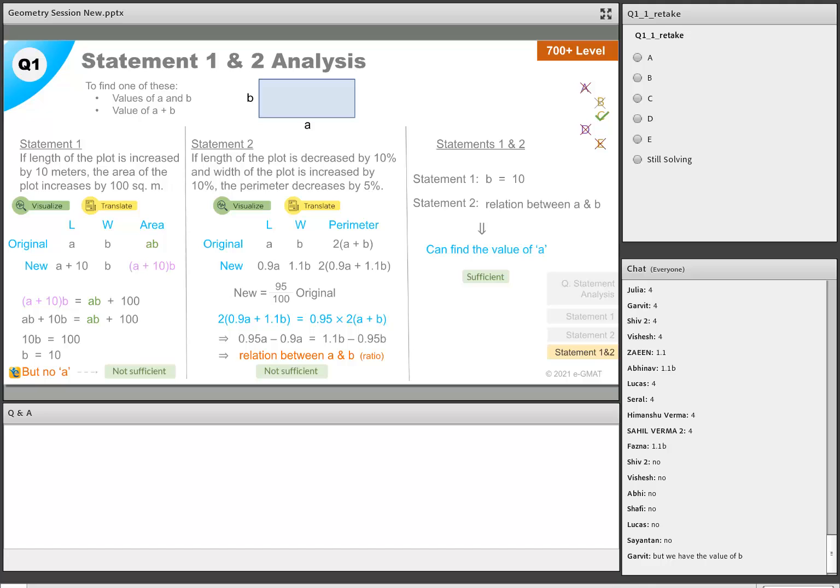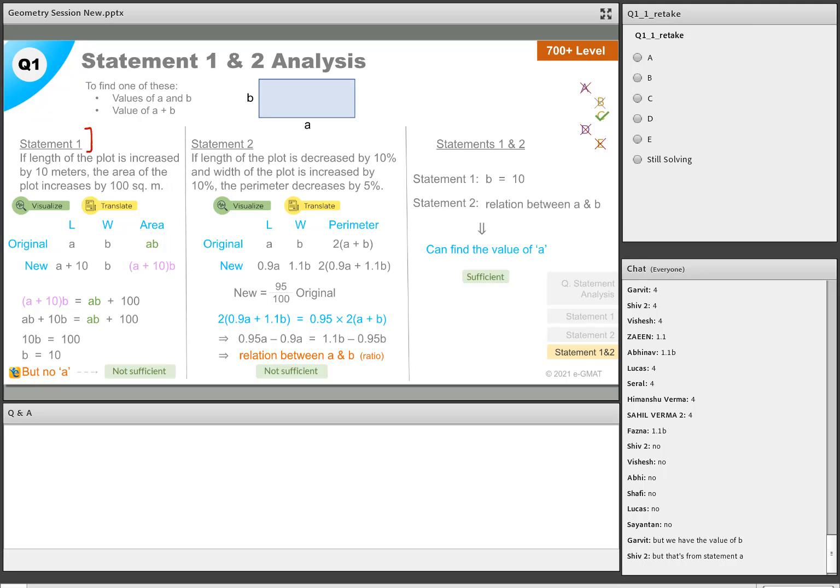But I have the value of B from statement 1. So I'll combine both these statements, and since I had the value of B from statement 1 and a relationship between A and B from the second statement, after combining both these pieces of information, I can get the value of A as well, through which I'll be able to get the sum of A and B. So only after combining the information from both these statements will I be able to reach the answer, for which choice C is the correct answer choice for this question.